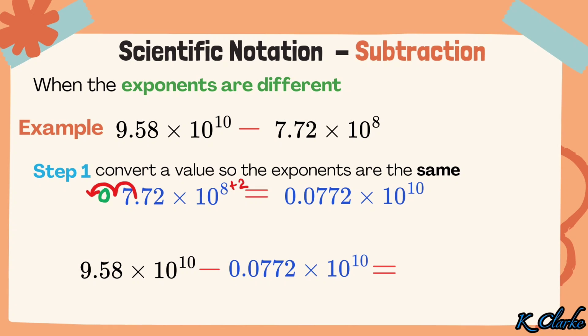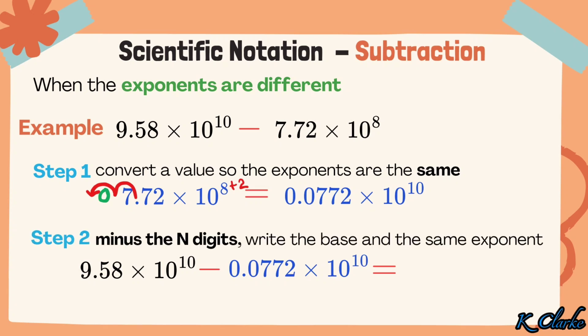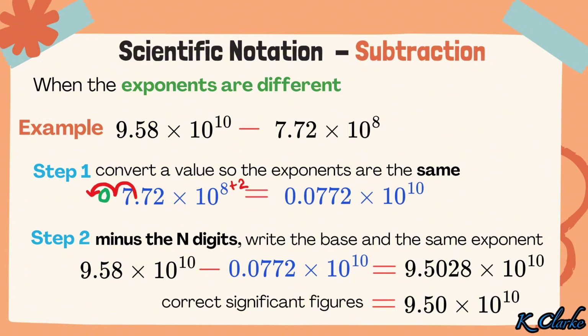Place the converted value in the equation, then step 2. Minus the n digits, write the base and the same exponent. Your answer will be 9.5028 times 10 to the power of 10. The final answer to the correct number of significant figures is 9.50 times 10 to the power of 10.